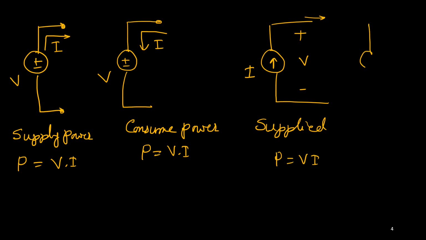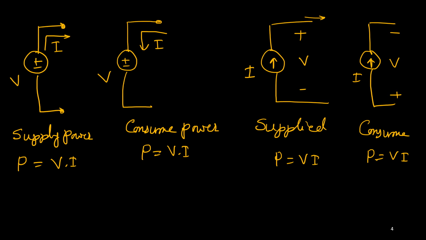However, for the same current source I, if the voltage developed across the current source is opposite, this is minus, this is plus, then it is V, at that time it has to consume power. Okay, and value will be P equals V into I. So that we should understand, right?